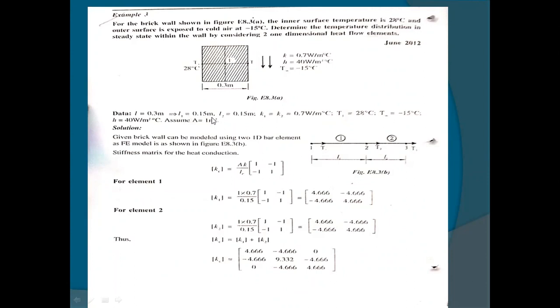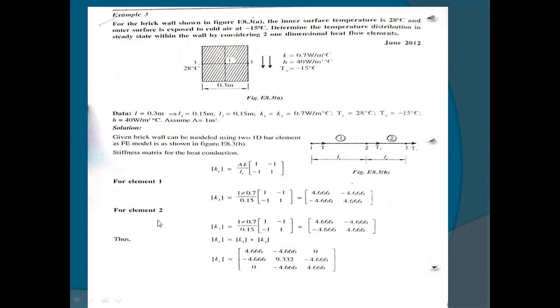First we are going to calculate the stiffness matrix for conduction for element 1 and for element 2. So we know the formula, Ke is equal to AK by Le times [1 -1; -1 1]. Now for element 1, area is equal to A, we are assuming since it is not given. K they gave in the question, 0.7, and length is equal to 0.3 divided by 2, half of that is 0.15. Multiply, then we will get the matrix.